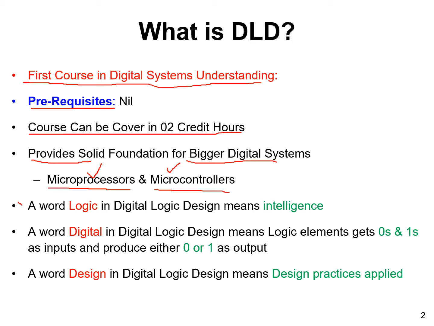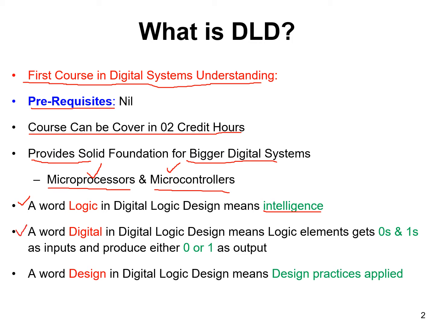Now let me explain the three words of this course. First of all, we can see the word logic in the digital logic design course. What is meant by logic? Logic is intelligence. The verbal meaning of logic is intelligence. So the elements used in digital systems are intelligent elements, and those intelligent elements make up the bigger systems.